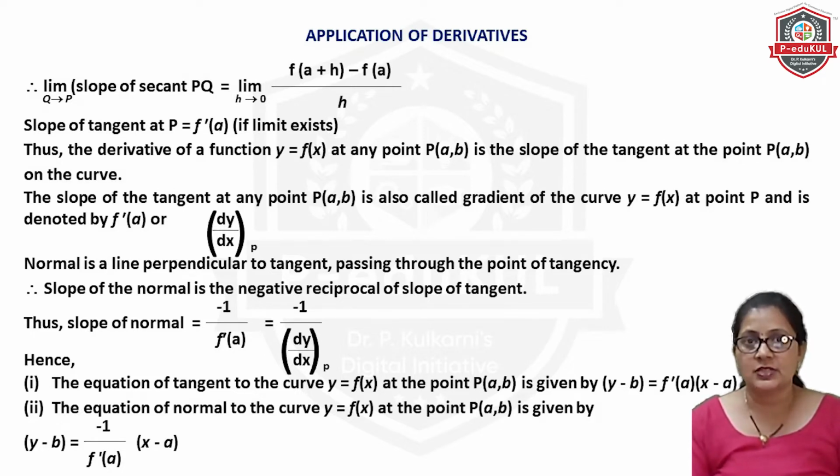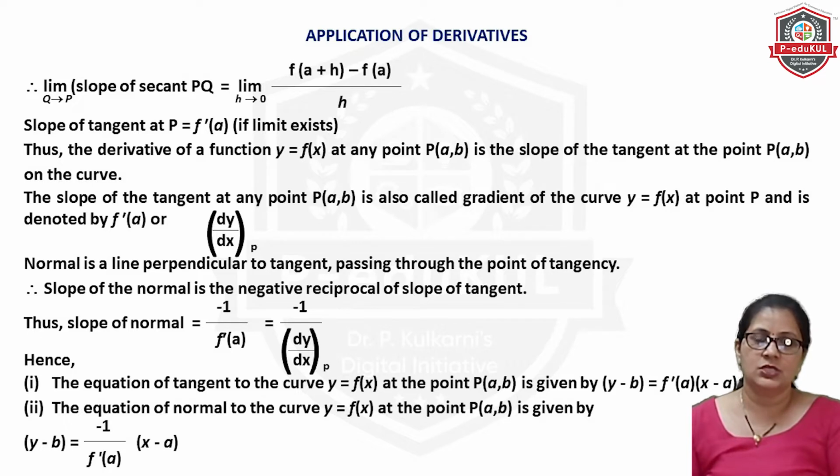Instead of x, we are saying a here because a is a value on the x-axis. We have considered the value on the x-axis, and therefore the slope of tangent at P is equal to f dash a, if the limit exists. This is a very important part. So the derivative of a function y is equal to f(x) at any point P(a, b) is the slope of the tangent at the point P(a, b) on the curve. So derivative is nothing but the slope of the tangent. You can simply remember this.